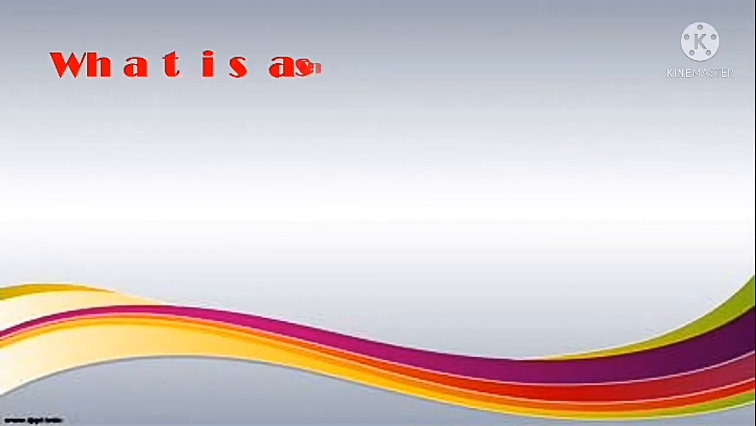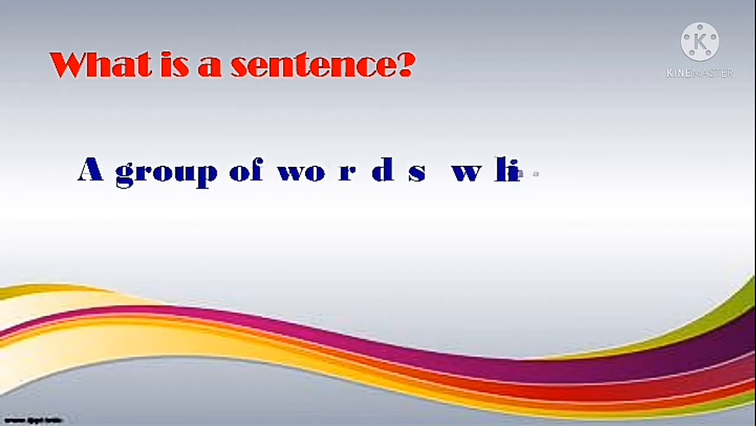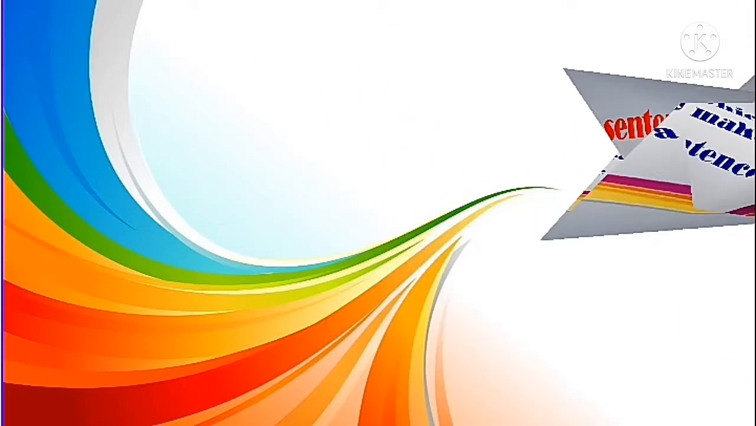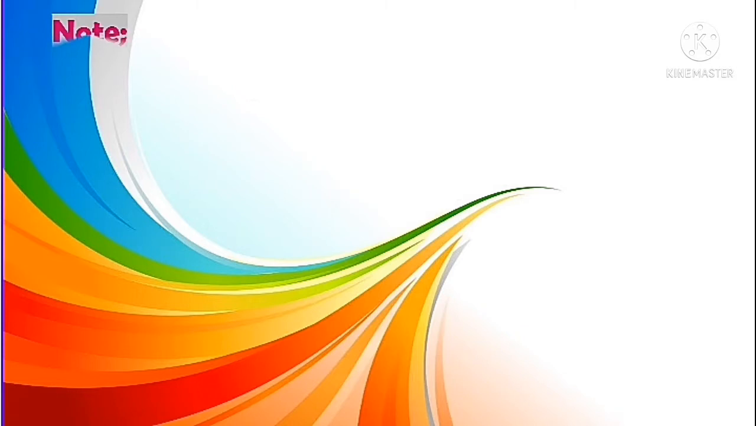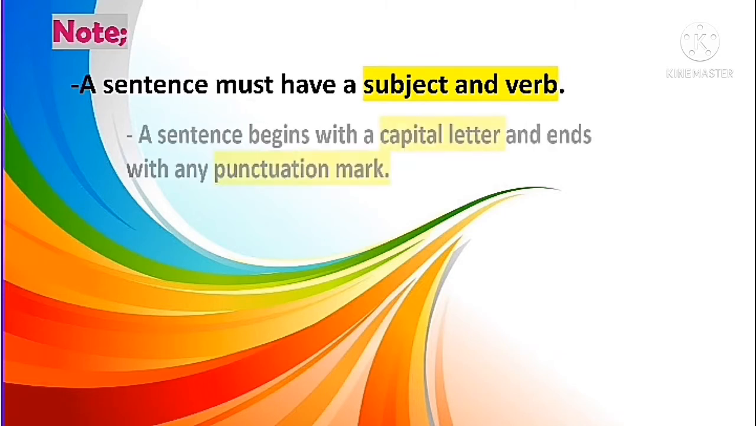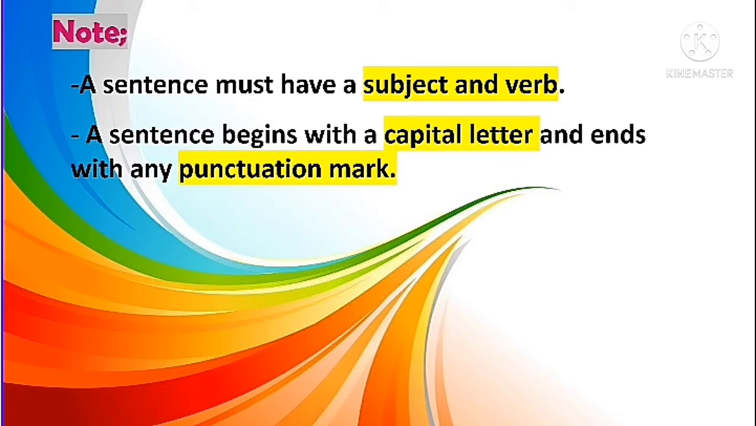So, children, what is a sentence? Yes, a group of words which are in correct order and makes complete sense is called a sentence. Kindly note the following things when you write a sentence. A sentence must have a subject and verb. A sentence begins with a capital letter and ends with any punctuation mark.